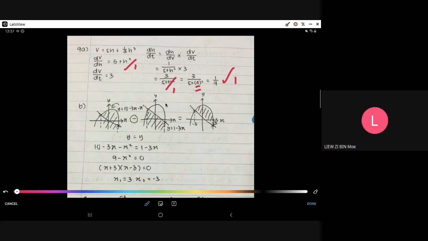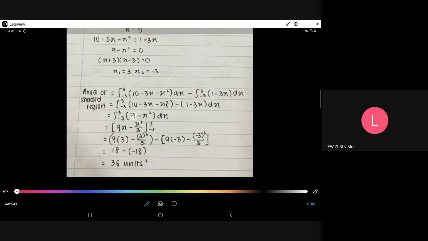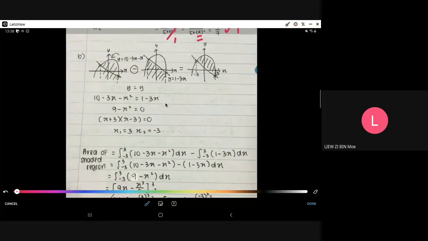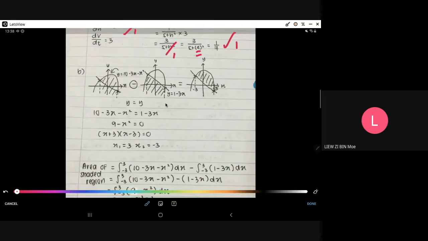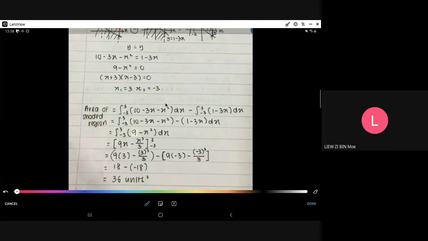So to find the area of the region, you need to minus the area under the curve first and minus the straight line. After that, you find the intersection point, y equals to y, and you will get x equals to 3 and x equals to negative 3. After that, you integrate from negative 3 to 3 the curve equation, dx, and minus the straight line equation from negative 3 to 3. And then since the integral limits are the same, from negative 3 to 3, you can combine it into 1 and you get 9 minus x squared dx. And then you integrate that and you will get 36 unit squared.